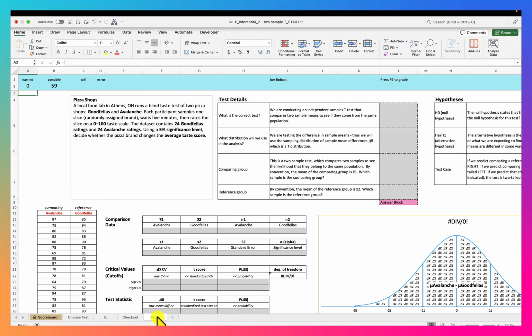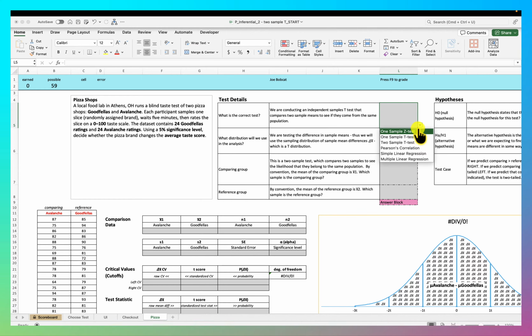Okay, pizza. A local food lab in Athens, Ohio, runs a blind taste test of 2 pizza shops, Goodfellas and Avalanche. Each participant samples 1 slice, randomly assigned brand, waits 5 minutes, then rates the slice on a 0 to 100 taste scale. The dataset contains 24 Goodfellas ratings and 24 Avalanche ratings. Using a 5% significance level to decide whether the pizza brand changes the average taste score. In other words, are they coming out the same? Or is the difference, obviously there's going to be some difference, is it a significant difference?